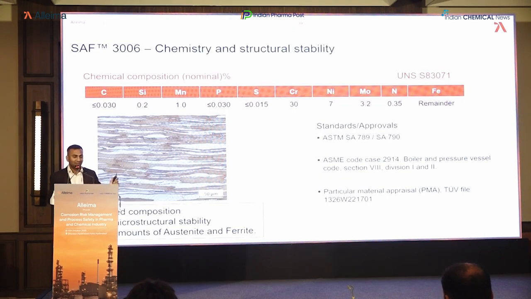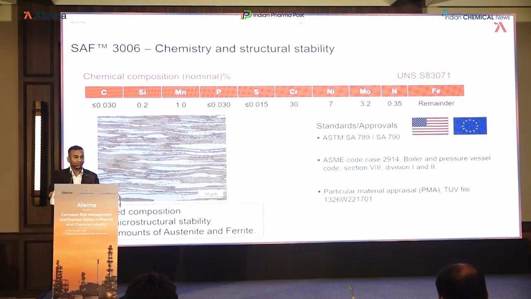This is again the chemical composition. So 30 chrome and 7 nickel. It is 6 point some nickel, so it is rounded off to 7. And 3.2 moly. Again, we have got the approval within ASME codes with the UNS number S83071. It comes under SA789. Again, this is a balanced composition with good microstructural stability.